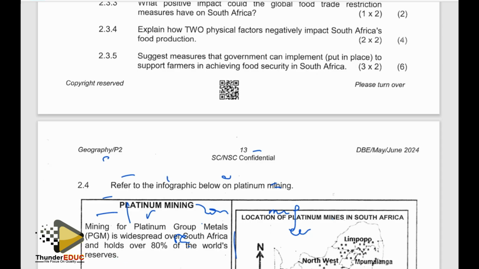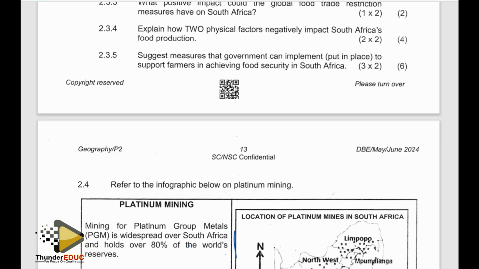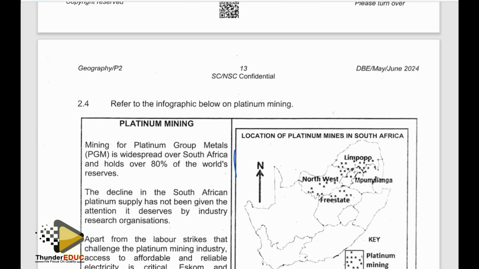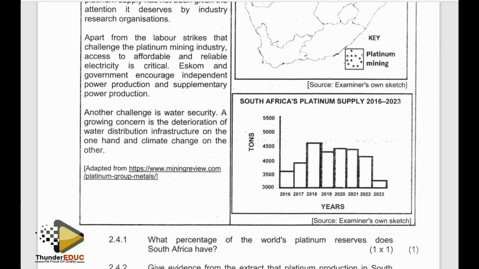All right, move on to question 2.4, which is a question on platinum mining. Right, it has a text and a map. Right, we won't waste time looking at the infographic. We'll go straight to the questions.